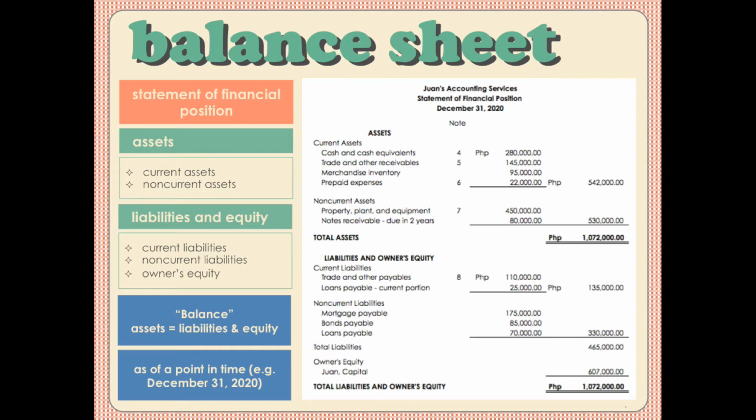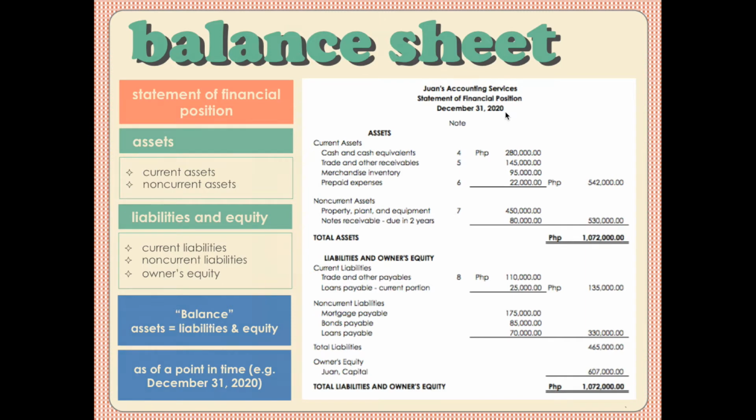Another thing to note is that assets must always equal the total liabilities and owner's equity. There should be balance between the two, and this is why it's called the balance sheet. Again, the balance sheet presents the amounts as of a point in time, in this case, December 31, 2020, and this is indicated in the header on top over here.